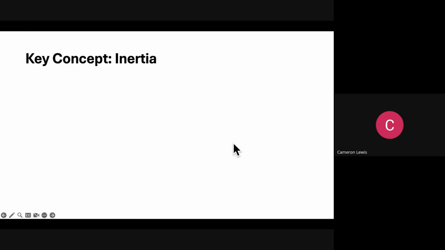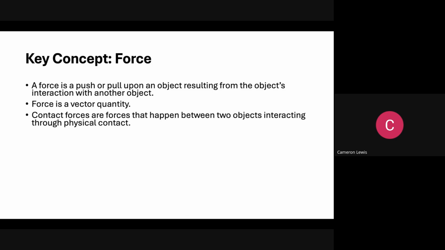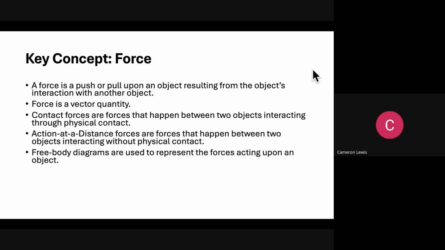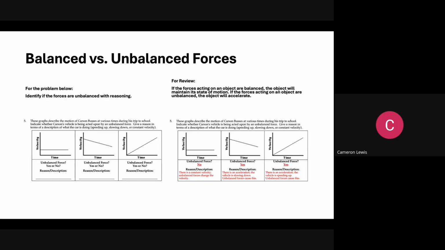Now, how do we even get to those laws? We talked about inertia and mass, but I want to start with a little bit about force. A force is a push or a pull upon an object resulting from the object's interaction with another object. It's a vector quantity. We have different forces, such as contact force, which is physical contact, and at-a-distance forces, which act without physical contact. And then this one right here: free body diagrams. We use free body diagrams to represent the forces acting upon an object. The net force is the sum of all the individual forces acting on an object. Forces come in pairs too. I wanted to focus on all of that.